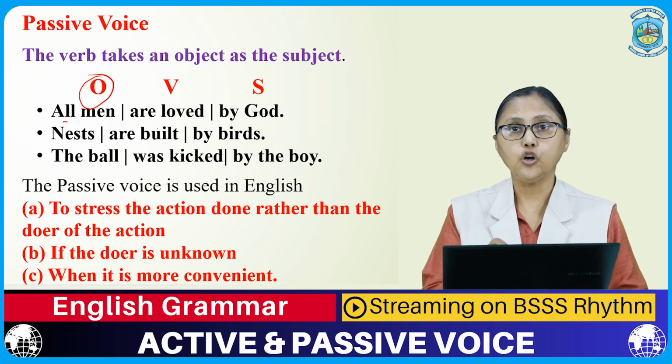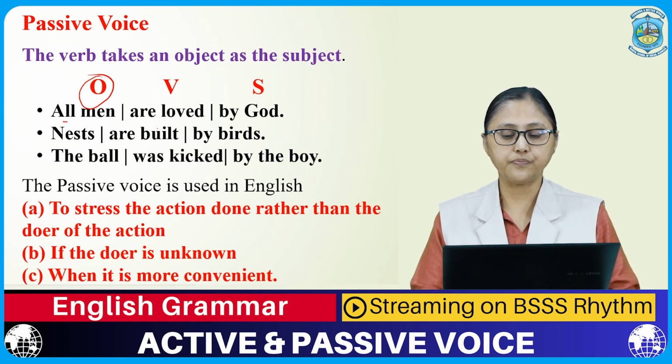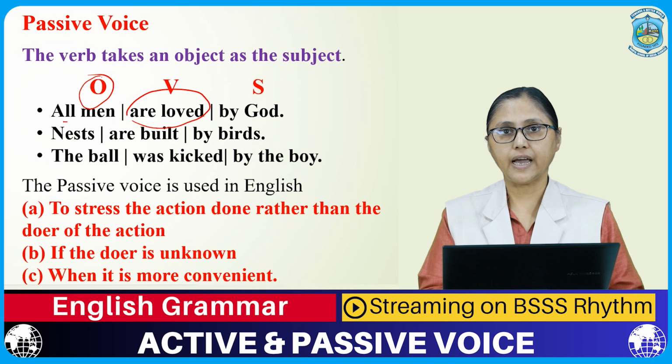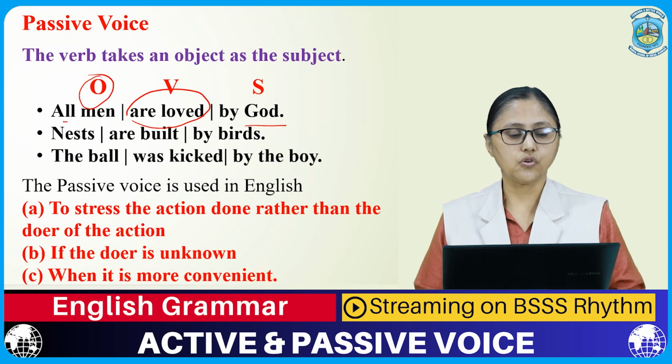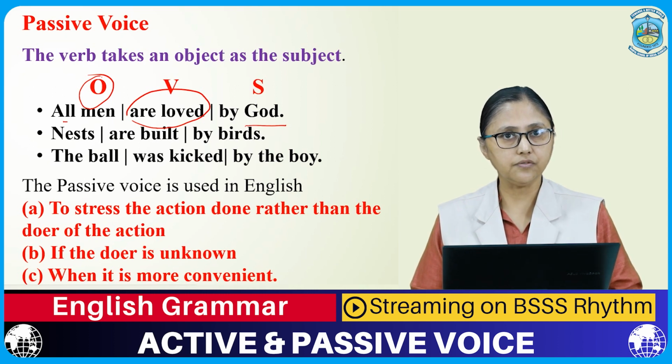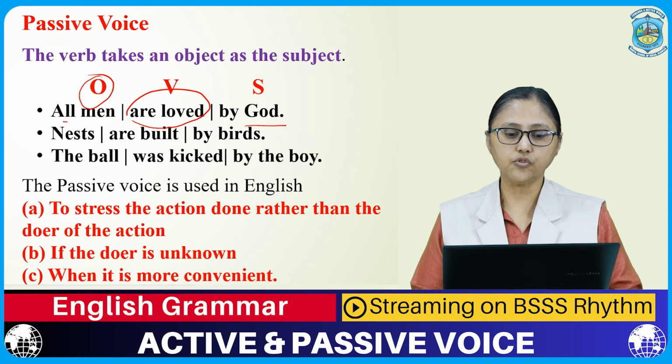Are loved, we have a dual verb, we have two verbs. By God: by is a preposition, and God is the subject of the sentence in active voice. So, God loves all men is active voice. We change it into passive voice, it becomes all men are loved by God. Same is with the other sentences. Birds build nest, nests are built by birds. The boy kicked the ball, the ball was kicked by the boy.